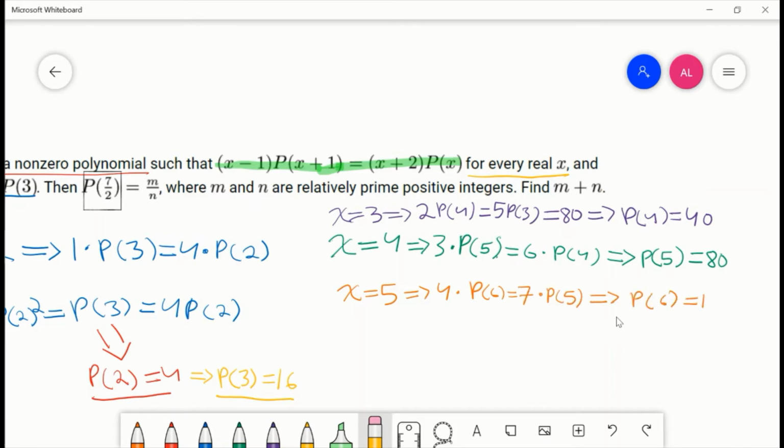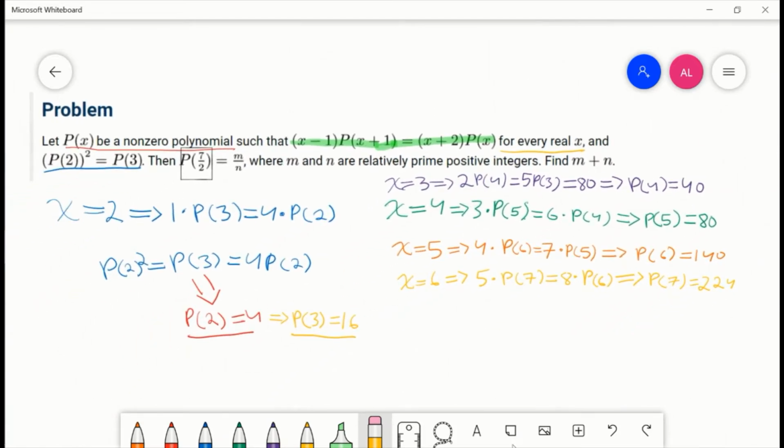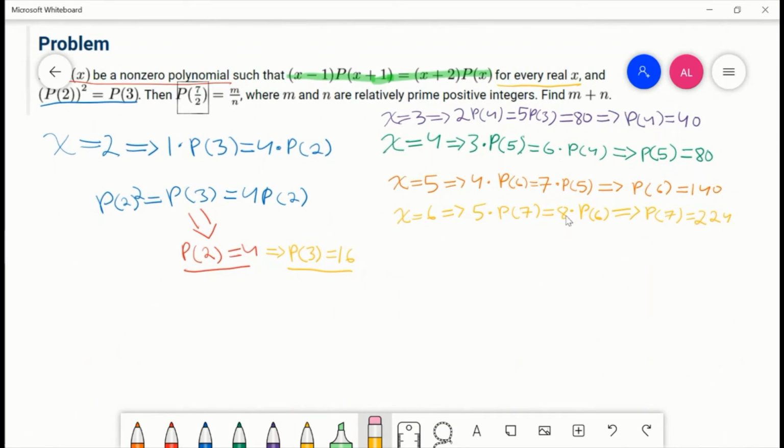So p of 6 is equal to 140. And we're going to derive one last one. When x equals 6, we have 5 times p of 7 is equal to 8 times p of 6, yielding p of 7 is equal to 224. Okay, so we just derived a whole bunch of polynomial identities. So let's write out all of the values of p of x from 2 to 7: 4, 16, 40, 80, 140, 224.